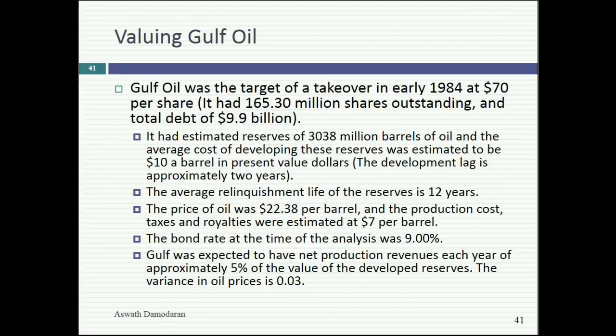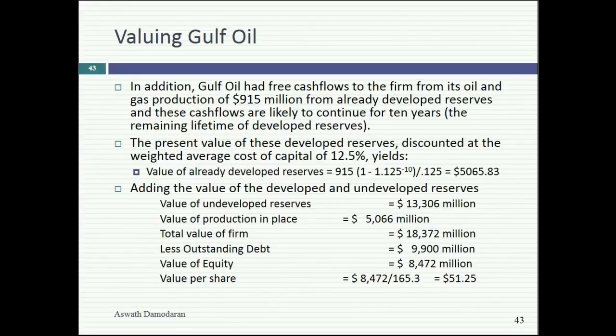The T-bond rate at the time of the analysis was 9%. That's a risk-free rate. And the Gulf cash flows, if it produces the oil and develops the reserve, are expected to be about 5% of the value. By not developing the reserves, that's what it's leaving on the ground. So here are the inputs I'm going to use for my option pricing model.